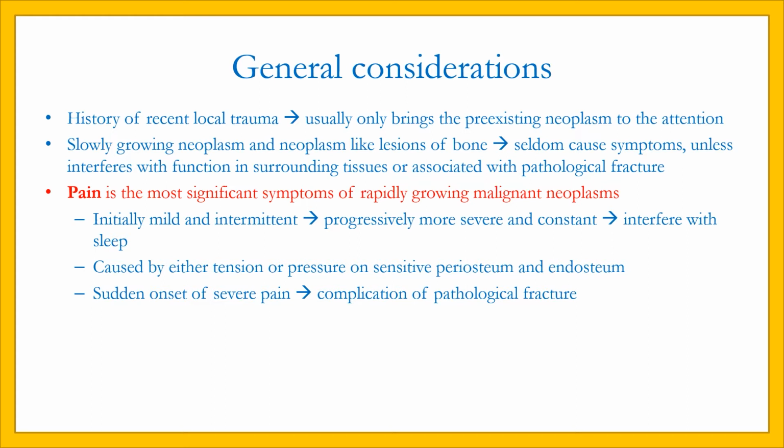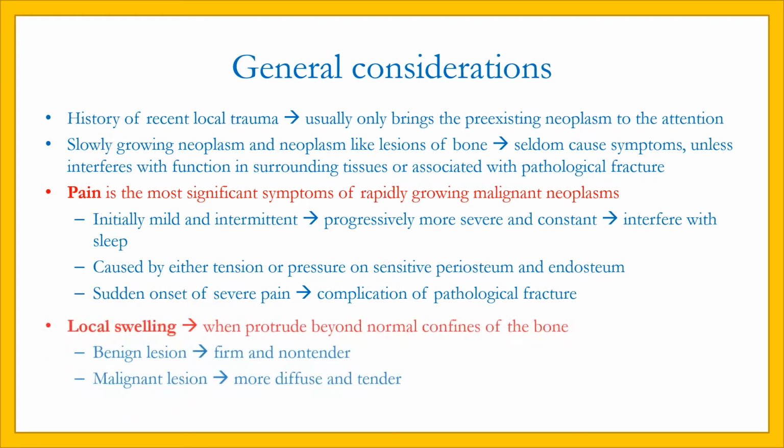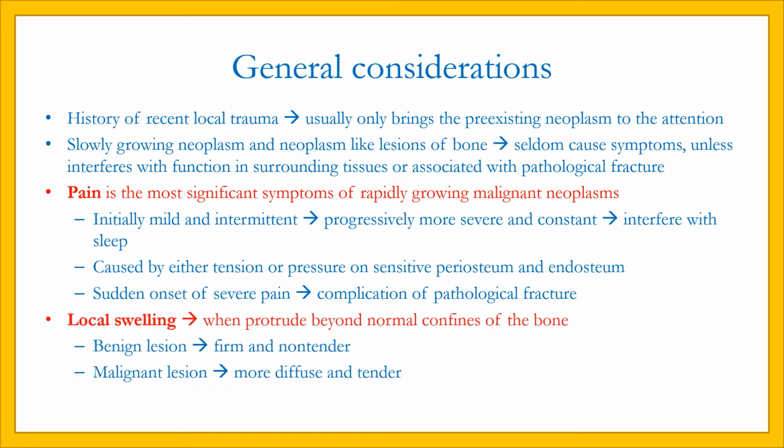Sudden onset of severe pain suggests the complication of pathological fracture. Local swelling occurs when the lesion protrudes beyond the normal confines of the bone. A benign lesion is firm and non-tender; a malignant lesion is more diffuse and tender. If the lesion is close to a joint, there may be painful restriction of joint motion.